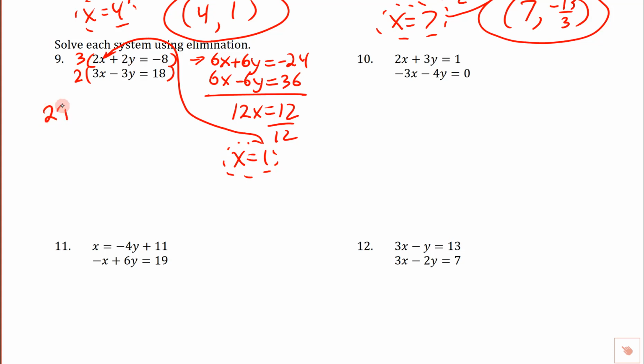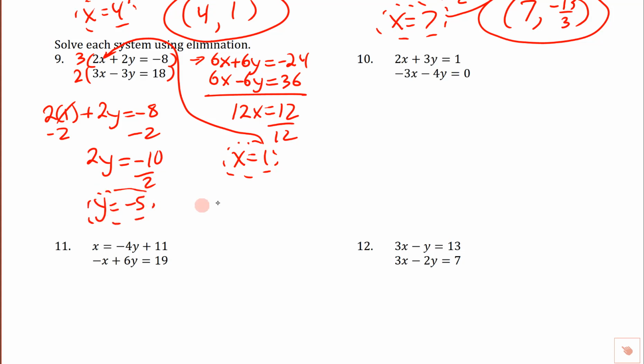So we're going to do 2 times 1, because that's what x is, and then 2y equals negative 8. So we'll subtract 2 here. Okay, so this is going to be 2y equals negative 10, and we're going to divide by 2, so we get y equals negative 5. So there's the other one. We're going to write 1 comma negative 5, circle that, and we are all set to go.